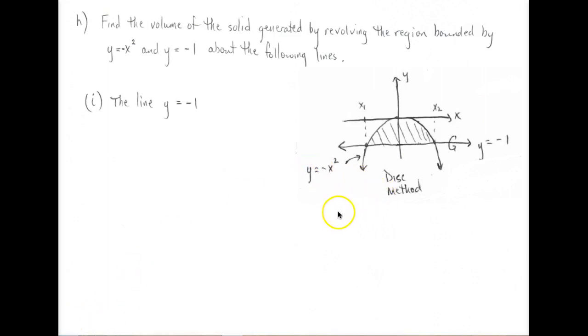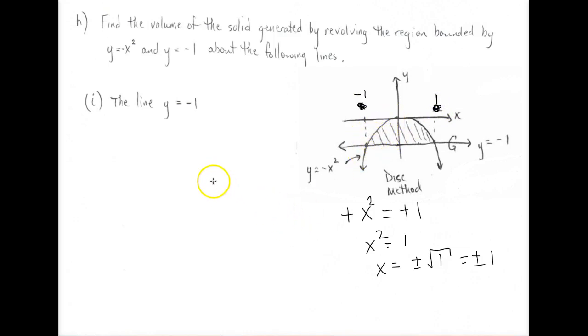So we know that negative x squared and negative 1 need to equal each other. If we multiply both sides by negative 1, that becomes positive x squared equals positive 1. x squared equals 1, and so x is just equal to plus or minus the square root of 1, which is just plus or minus 1. So here we know that this will be negative 1, and here we know that this will be 1. So those will be our limits of integration.